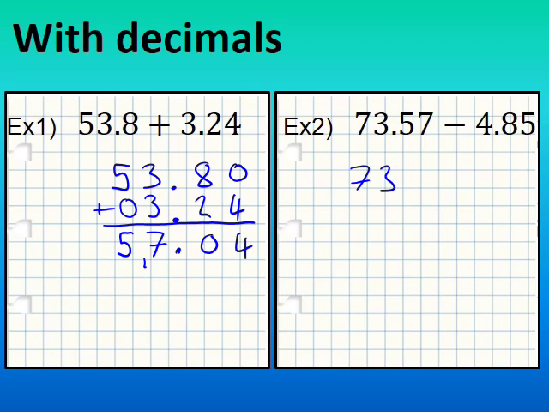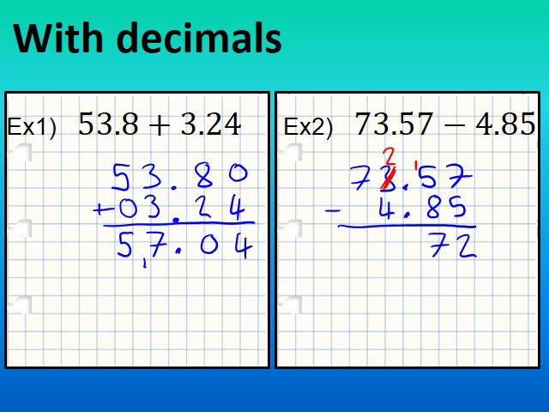Okay, let's have a look at a slightly more difficult one. Again, 73.57 take away 4.85. Make sure the decimal point lines up. Taking away this time, 7 take away 5 gives me 2. 5 take away 8 cannot happen, so I need to borrow from the 3. That makes that 2, and I carry the 1 over. So now I've got 15 take away 8. 15 take away 8 gives me 7.